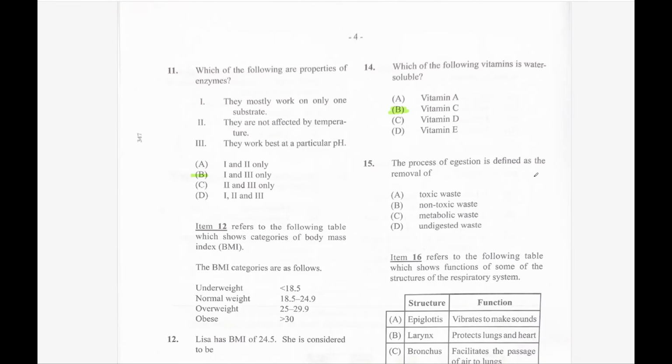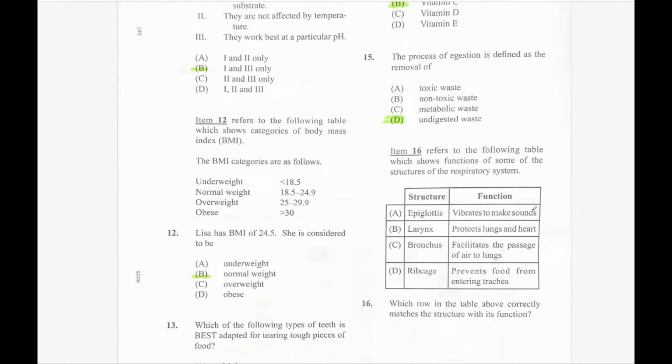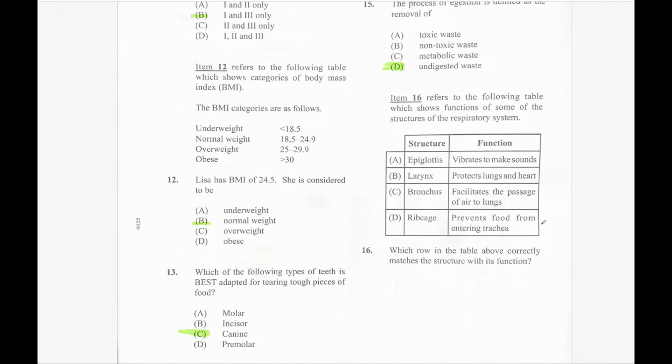Question 15. The process of digestion is defined as the removal of undigested waste. Item 16 refers to the following table, which shows functions of some of the structures of the respiratory system. Which row in the table above correctly matches the structure with its function?